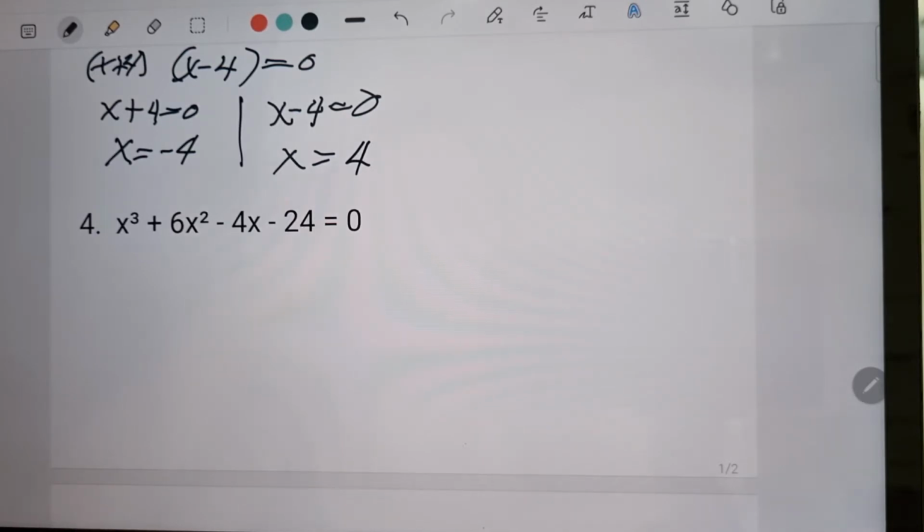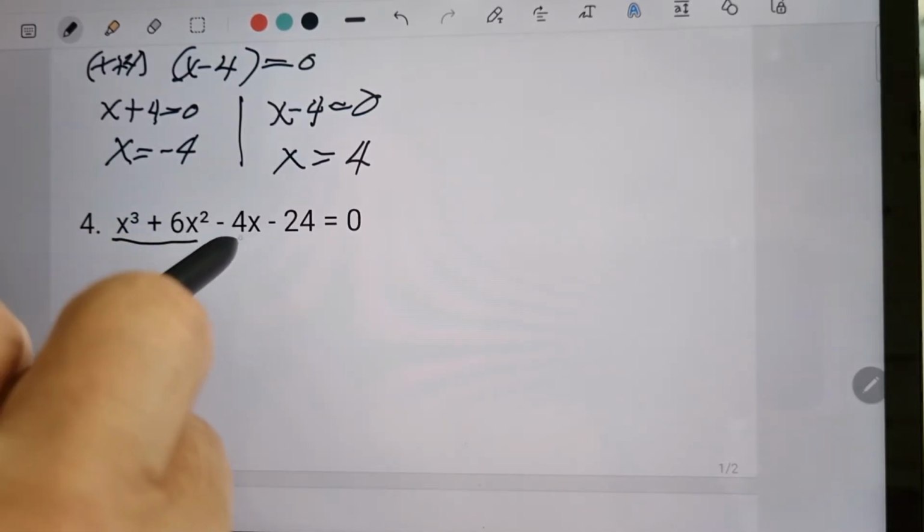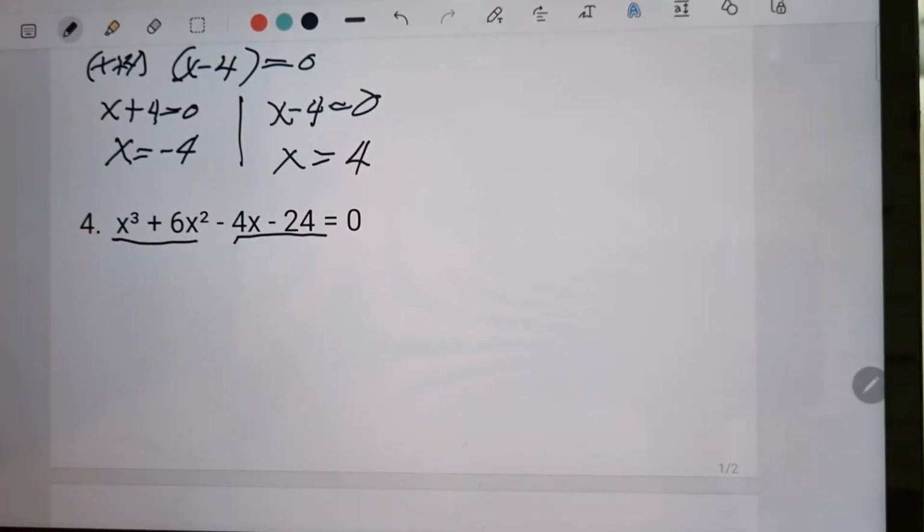Now, this is a third degree polynomial. How are we going to factor the third degree polynomial? Paano ba natin ifa-factor pag ganito ang case? There are 4 terms. Okay, pag ganito ang case, pwede nating i-apply yung factoring by grouping. Ano ibig sabihin ng factoring by grouping? Yung first and second term ay pagsamahin natin. Yung third and the last term ay pagsasamahin din natin.